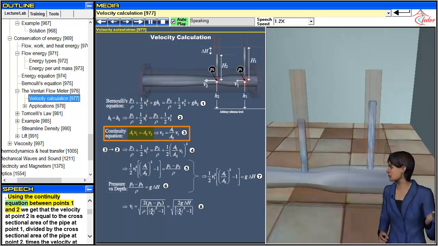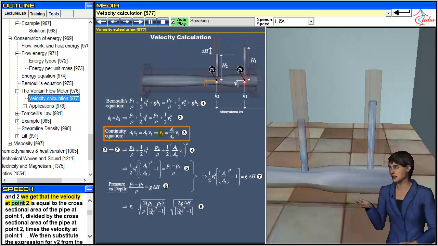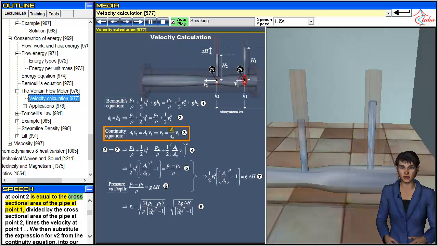Using the continuity equation between points 1 and 2, we get that the velocity at point 2 is equal to the cross-sectional area of the pipe at point 1, divided by the cross-sectional area of the pipe at point 2, times the velocity at point 1.